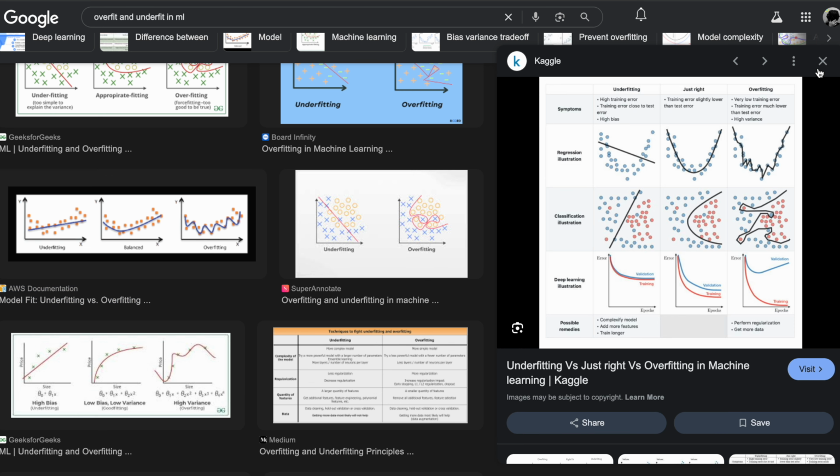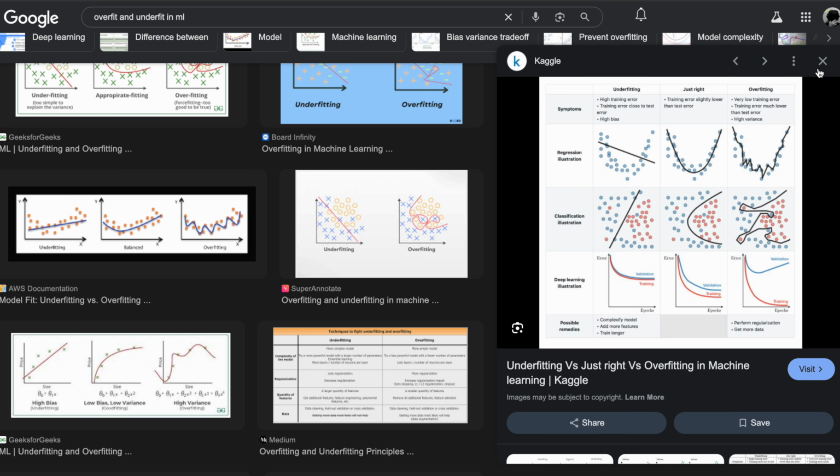So we can say the symptoms are high training error close to test error, high bias, and then just right. Basically, this is the balanced case. Our model is learning the pattern. It is not trying to grasp or just learn our training data points. It's trying to find the pattern. So training error is slightly lower than test error.